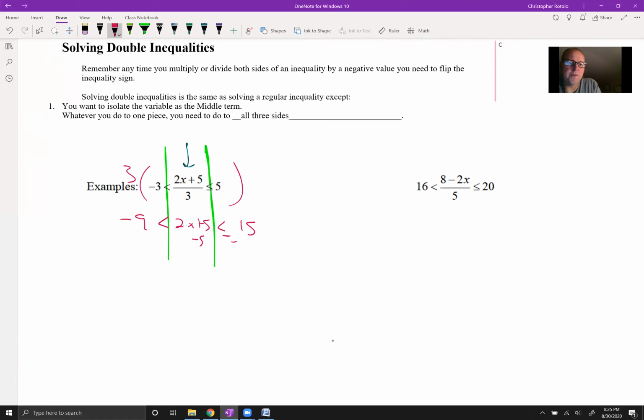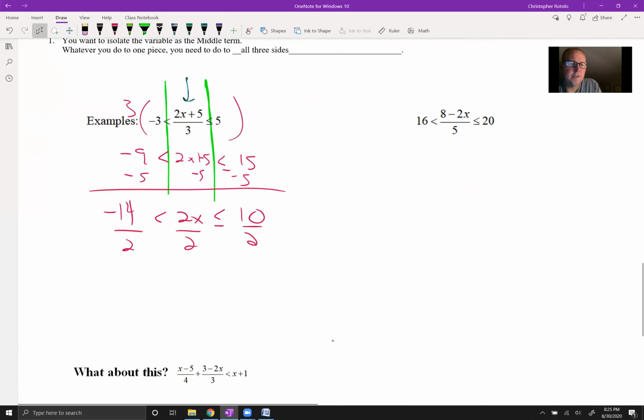Then we're going to start getting rid of the 5. So you can see I'm just going to work all 3 parts of this inequality all at the same time. -14 less than 2x less than or equal to 10, and divide by 2. And since I'm dividing by a +2, I don't have to worry about changing any inequalities here. So -7 less than or equal to 5. So x is going to be greater than -7, less than 5, and we could throw that on the number line if we want to check all those things out.